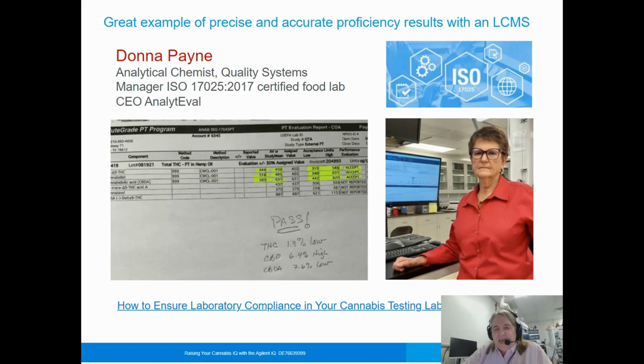She does her THC. This is their ISO 17025 compliance sample that they sent to them. Look at 1.2% for the Delta 9 THC. That's fantastic. I mean, that's spot on with the accuracy.